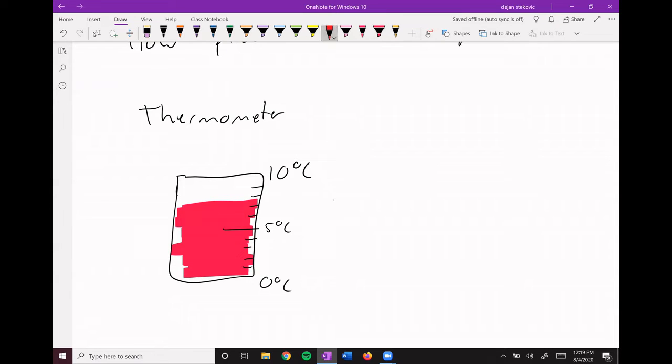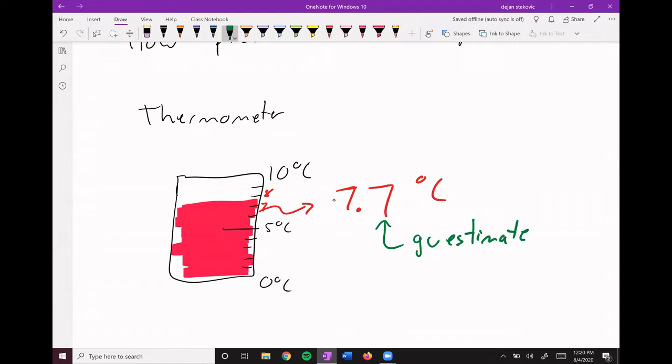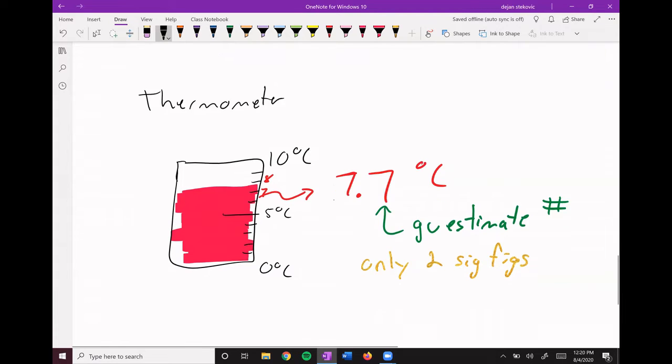And then you can read this thermometer, right? We know it's above 7, but below 8. So we know for sure that it's 7 point something degrees Celsius. And then remember, we're allowed to estimate one number. So maybe I read that as 7.7 degrees Celsius, right? This number is your guesstimate number. And so you can see that this value only has 2 sig figs, with the second sig fig not being very accurate.